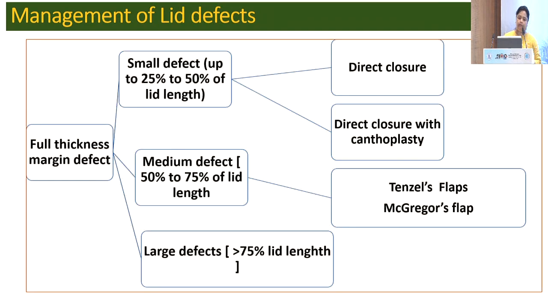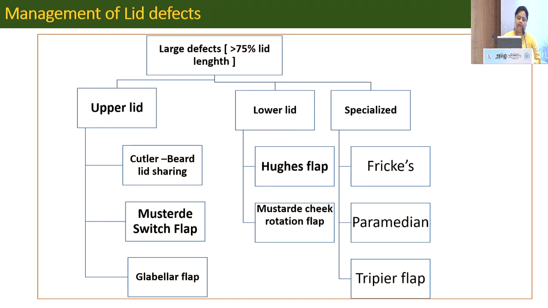If it is a small defect of 25 to 50%, then direct closure plus minus canthoplasty. If it is a medial defect that is 50 to 75%, then Tenzel's flap and McGregor flaps play the role. And if it is a large defect, more than 75%, then if it is in the upper lid, Cutler-Beard flap, Mustardé switch flap, or globular flap is the choice of flap.